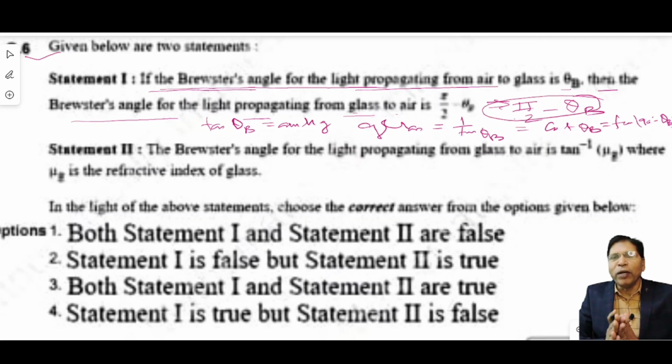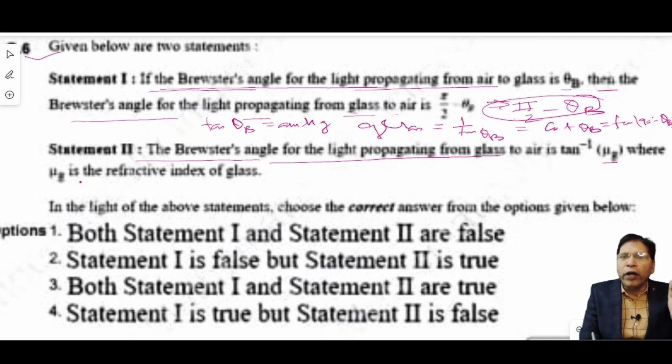Now statement 2: the Brewster angle for light propagating from glass to air is tan inverse mu g, where mu g is the refractive index of glass. This is the false statement. So statement 1 is correct and statement 2 is false.